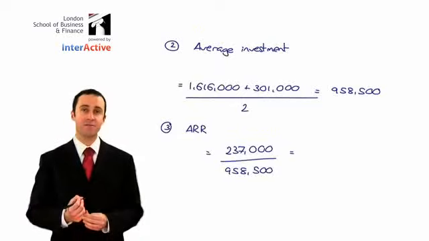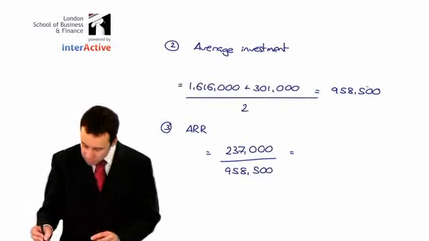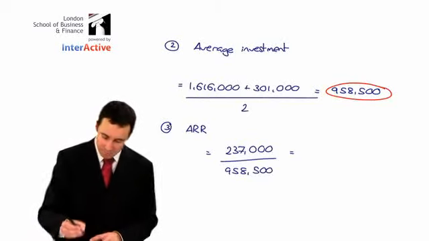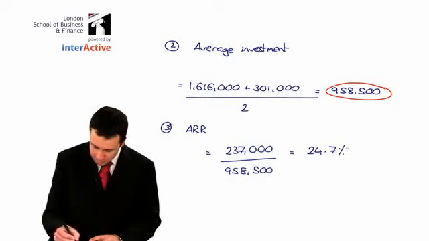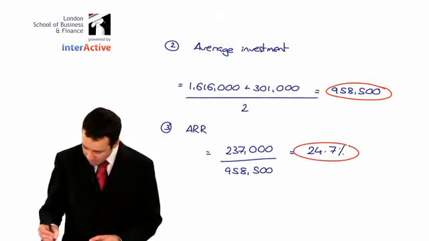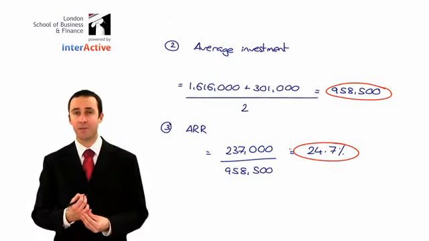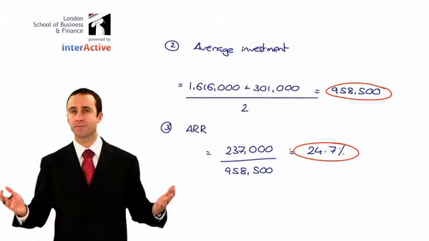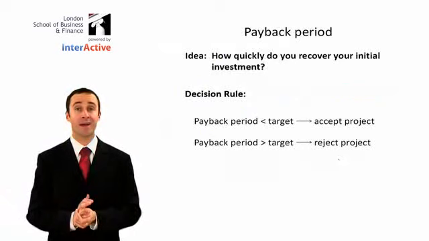In terms of your average investment, you take your initial cost plus your scrap value divided by 2, which should give us 958,500. And as we said before, your accounting rate of return should work out at 24.7%, as we go through and do your 237 divided by 958,500. Simples.